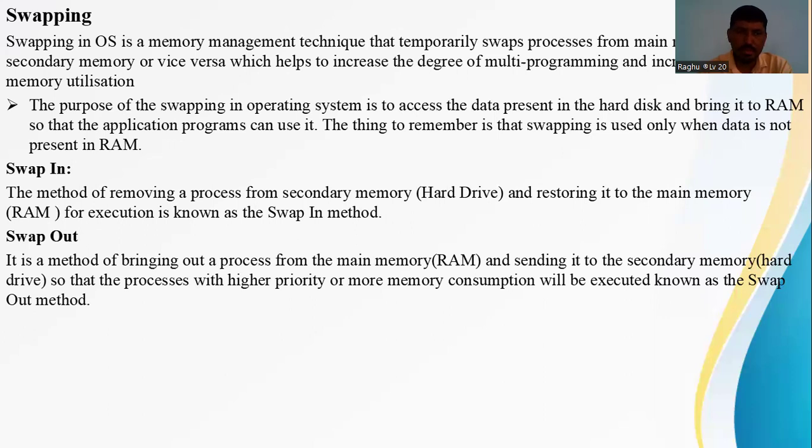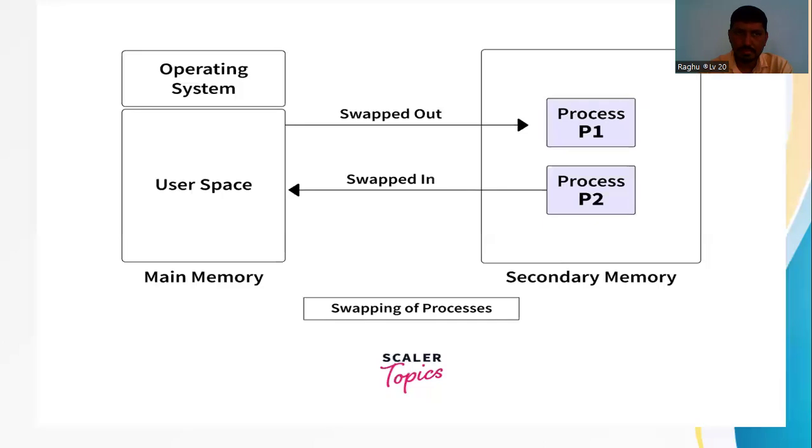So in swap in, the process is sent from the hard drive, the secondary memory, to the RAM, the primary memory. And in swap out, it is sent again from the primary memory to the secondary memory, the hard disk. So a process with higher priority or more memory consumption will be executed, known as the swap out method. So this is a basic image.